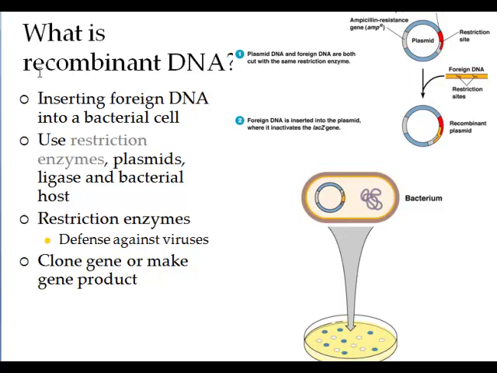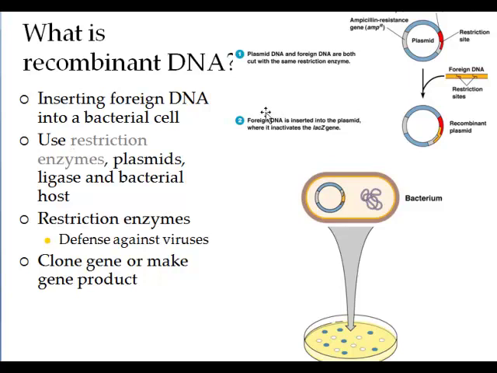So, what is recombinant DNA? Recombinant DNA is a term in which you're inserting a foreign DNA into a bacterial cell. And as I said earlier, you need a restriction enzyme, plasmids, ligase, and a bacterial host. These are the instruments that you will use, so you should definitely know the purpose of each.